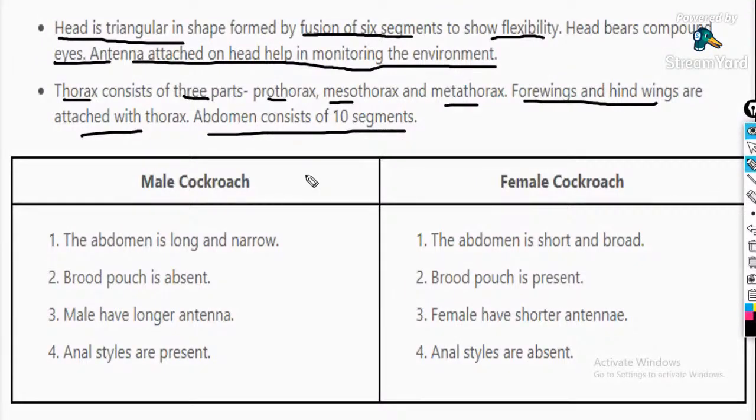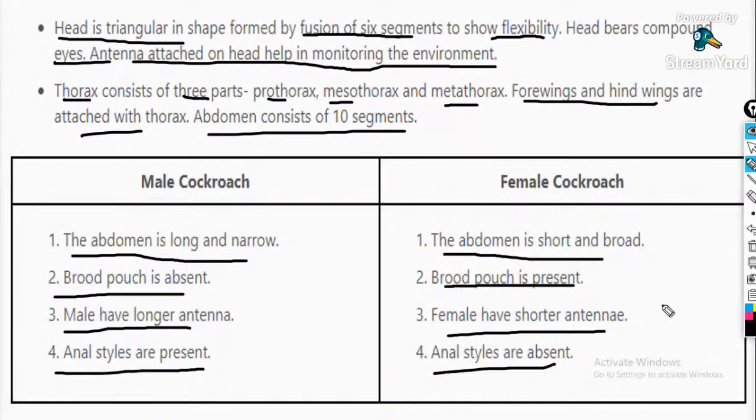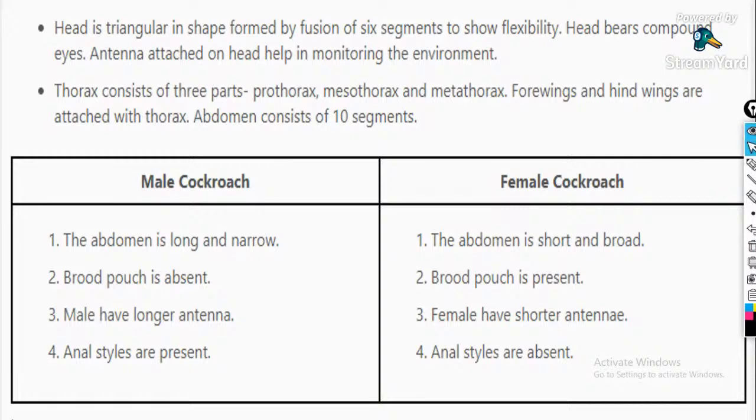10 segments in the abdomen. Okay. In the male cockroach, the abdomen is long and narrow. In the female cockroach, the abdomen is short and broad. Brood pouch is absent in the male cockroach. Brood pouch is present in the female cockroach. Males have longer antennae, females have shorter antennae. Anal styles are present in males, and anal styles are absent in females. Okay.